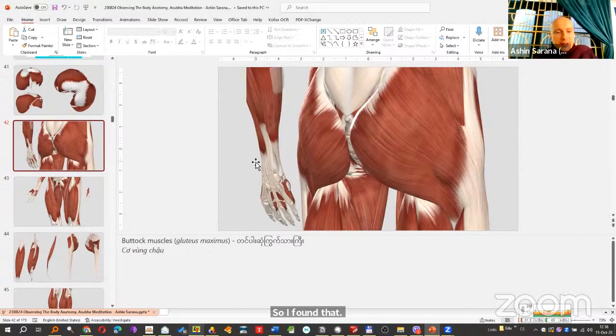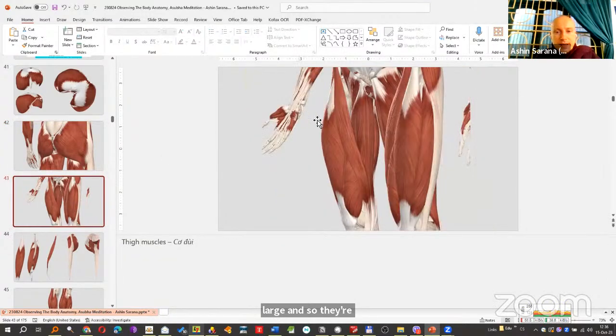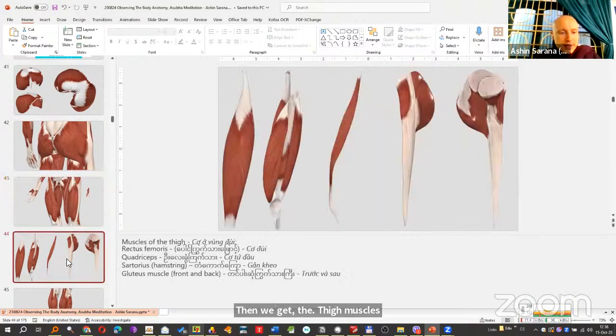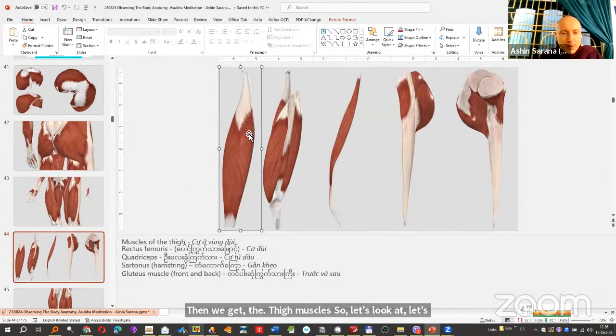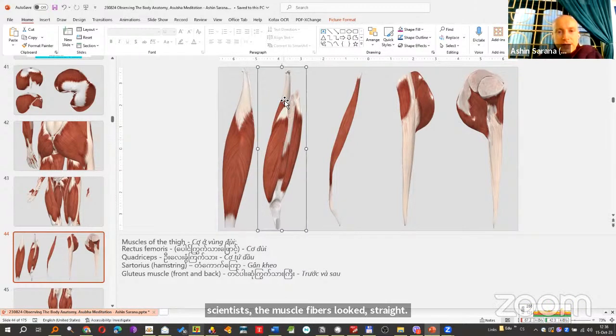Okay, so now we are at the buttock muscles. The buttock muscles are very strong and very large, and so they're called gluteus maximus in Latin language. Then we get the thigh muscles. Thigh muscles are many. Let's look at some of them. So we have here the rectus femoris. It seems that to the scientists, the muscle fibers looked straight, so probably that's why it's called so. Then we have the quadriceps.